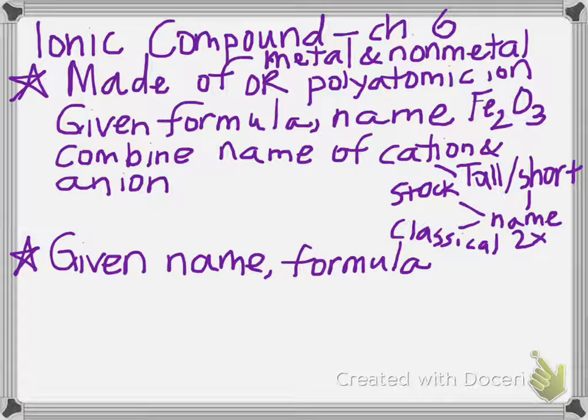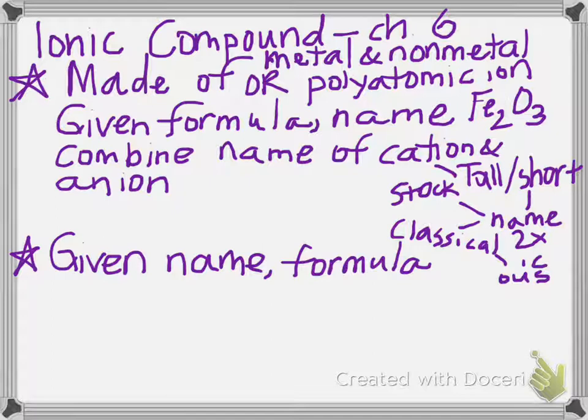Stock system, that was the one that we really prefer, because with the stock system we use a Roman numeral, and the Roman numeral is equal to the charge on the cation, the metal atom, or metal ion. With the classical system, we use those Latin roots, which are on your helper sheet, and then the 2 different suffixes, which are ic for the higher charged one and us for the lower charged one.